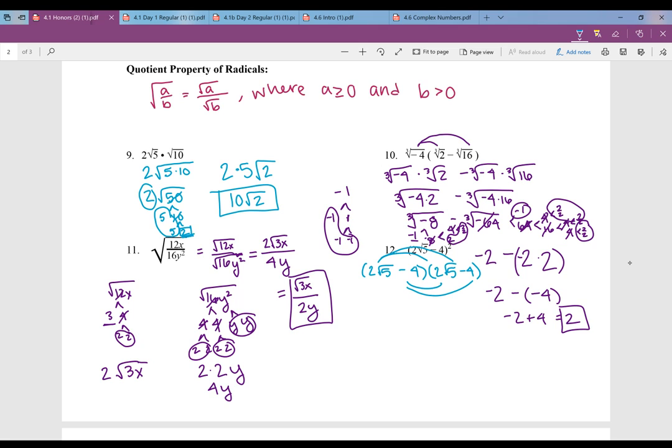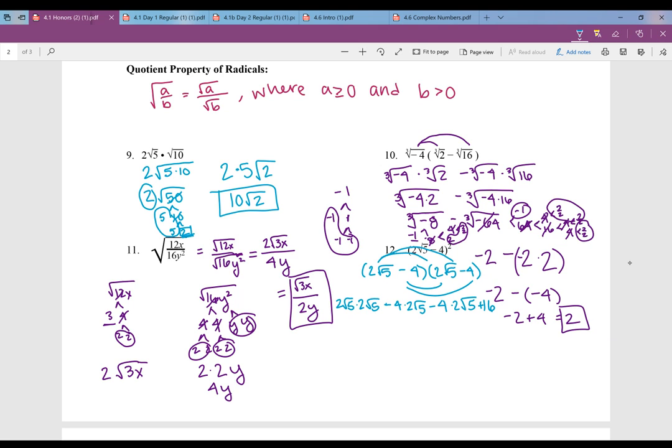So let's just write out everything. 2 root 5 times 2 root 5. And we're going to have 2 root 5 times negative 4, so that's going to be minus 4 times 2 root 5. And again, minus 4 times 2 root 5. And then our last step, negative 4 times negative 4, will be plus 16.